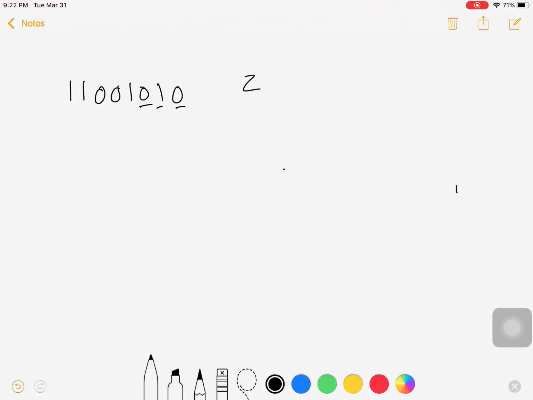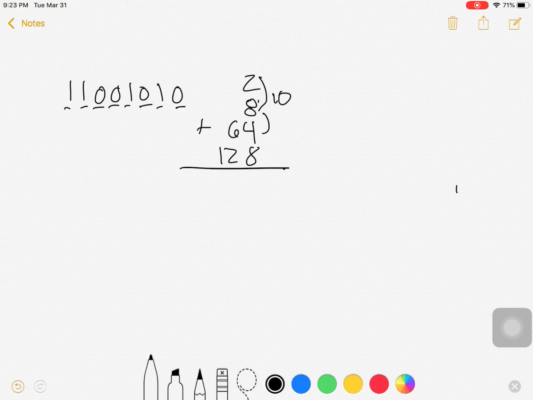Do I have fours? No. Do I have eights? Yes. Do I have 16s? No. 32s? No. 64s? Yes. And the next number up, notice I'm just multiplying by 2, 128. And what I'll do is I'll just add those together. So 2 plus 8 is 10, plus 64 is 74. 74 plus 128.